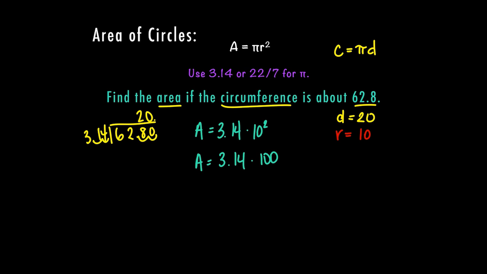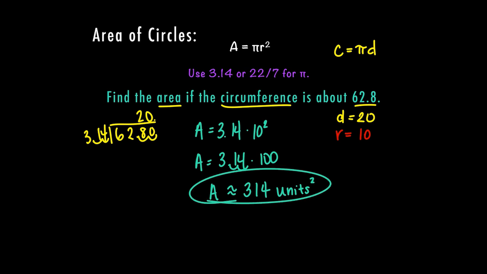When I multiply by zeros and I have a decimal here, it's the same thing as moving my decimal 2 places to the right. So in this case, the area is approximately 314. This would again be in units squared, but since it doesn't tell me the units on this one, we're just going to label it units squared.